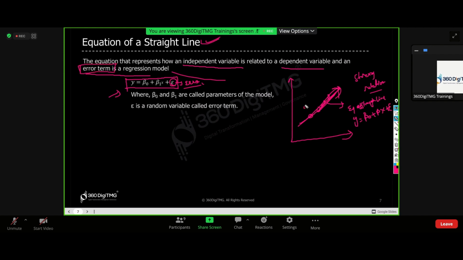Obviously, if the distributions are like this, the deviation from the mean or average line, the straight line, is your epsilon, or you can call it error. The data points should be there, but they are deviating from their path, that is error. So beta naught and beta 1 are called parameters of the model, and epsilon is a random variable called the error term.